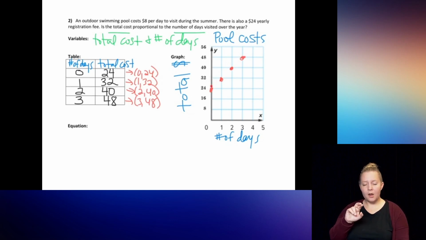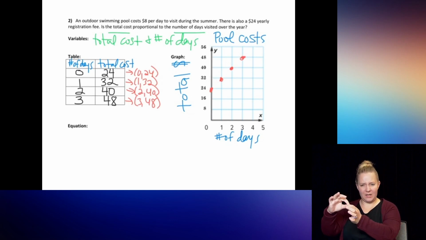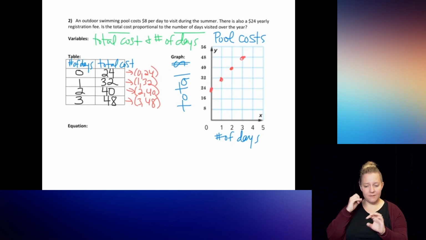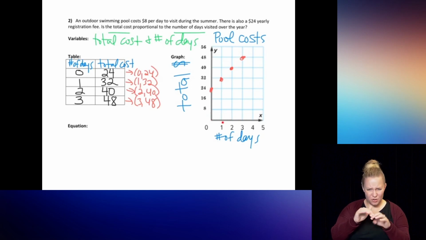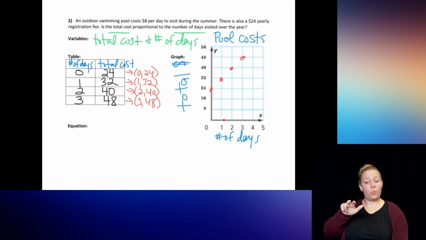But I only connect the spaces between the points if it's possible to have data between these values. But I'm not going to go swimming between 0 and 1 days. If I go to the pool, I go to the pool. I don't go half a time, or like 1 3/10 time. So since I can't have possible answers between here, I'm not going to connect the space between there. So I'm just going to visually look right here that it is a straight line.